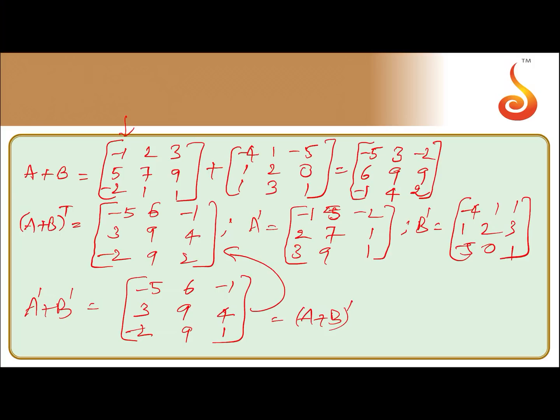In the same lines you can also work out the other sums. So show that (A minus B) whole transpose is equal to A transpose minus B transpose. Try it yourself. It will be easy. In the same lines you can work out the problem. Okay, I hope you will be able to do it.